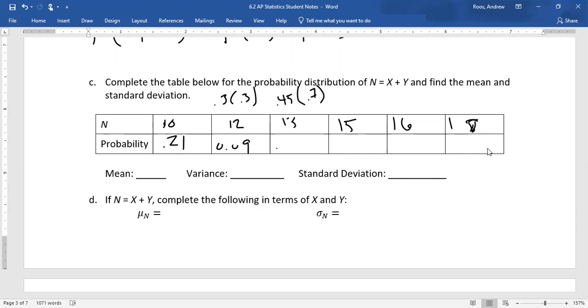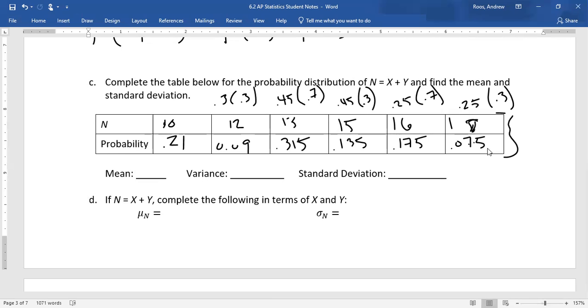So we get 0.315. To get 15, 0.45 times 0.3. So 0.135. $16 wage, 0.25 times 0.7. So we get 0.175. And then the 18, 0.25 times 0.3. We get 0.075.